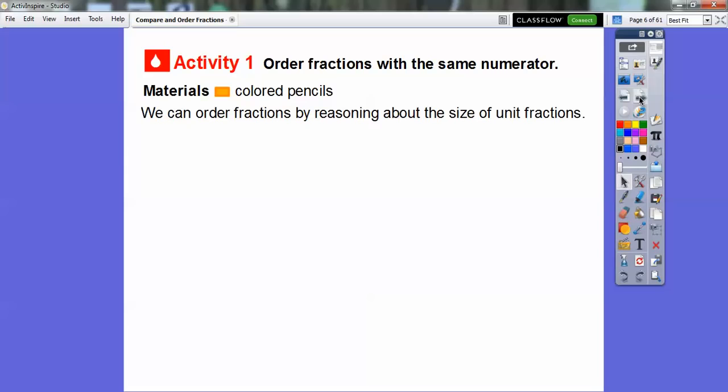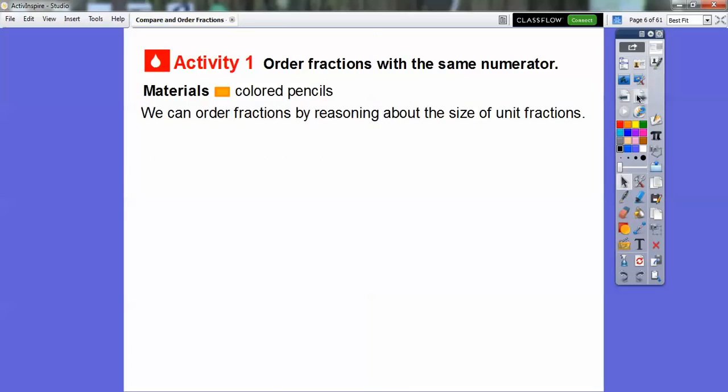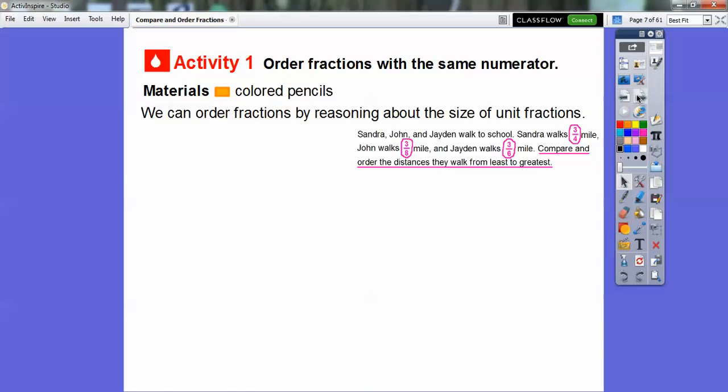We're going to order the fractions that have the same numerator. Did you guys notice that? I forgot to mention that. This has a 3 in the top, this has a 3 in the top, this has a 3 in the top. So they all have the same numerator right here. And we've done this before. We're just doing it with 3 different fractions. So we can order the fractions by reasoning about the size of the units. Okay, so the size of the units are the denominators.